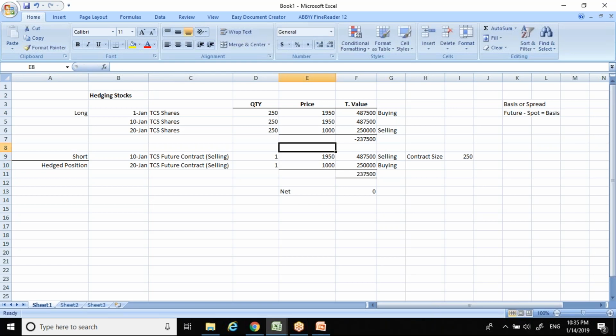Now look here. Let's rearrange the numbers. You purchase shares at 1950. Total value is how much? 487,500. And on 20th January, you sold at 1000. When the price goes down, you incur this much loss. So you purchased at 1950, you sell at 1000, you have a loss. You sold at 1950, you purchased at 1000, you have a profit. Now the profit and loss are 0.